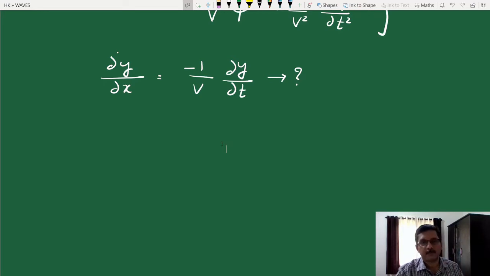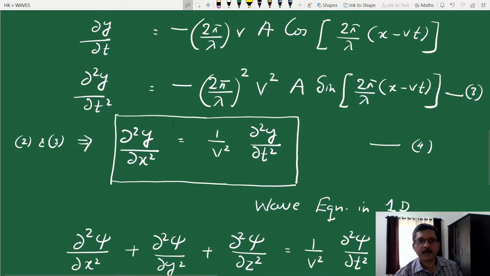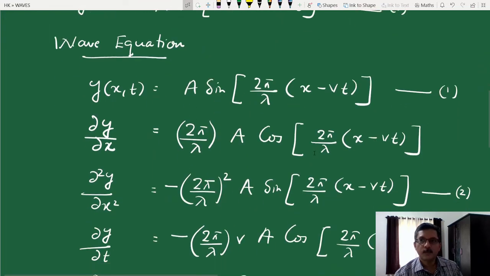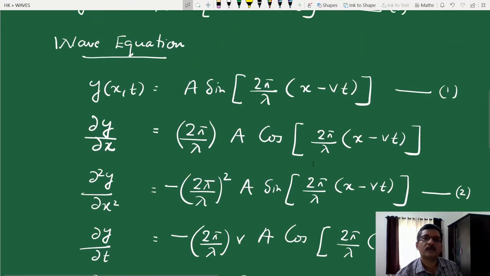So what is wrong with this wave equation? The problem is this. If we consider the wave equation given by equation 4, we have started with a wave traveling along plus x direction, right? Suppose we start with a wave traveling along minus x direction. Then the wave function will be y equal to a sine 2 pi by lambda (x plus vt). You can do this as a homework. Start with a wave traveling along minus x direction. Your starting wave function will be a sine 2 pi by lambda (x plus vt).